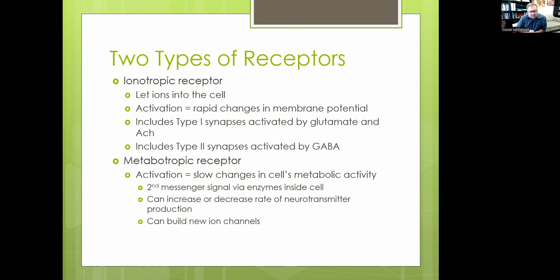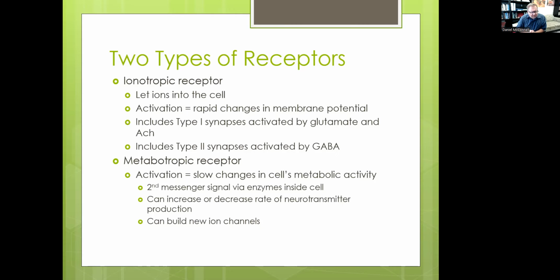Glutamate, for example, and acetylcholine, that's the ACH abbreviation there, are typical examples of excitatory neurotransmitters that tend to activate type 1 synapses. GABA is a different neurotransmitter that has mostly an inhibitory effect in the brain, so it stimulates lots of type 2 synapses. But these are all ionotropic because they have an effect on ions and how ions influence this neuron, right? Either entering or leaving the cell.